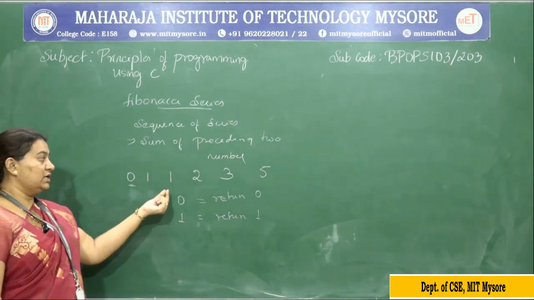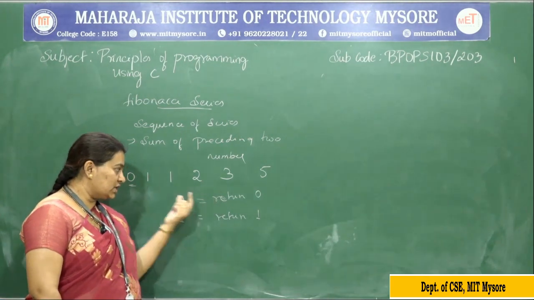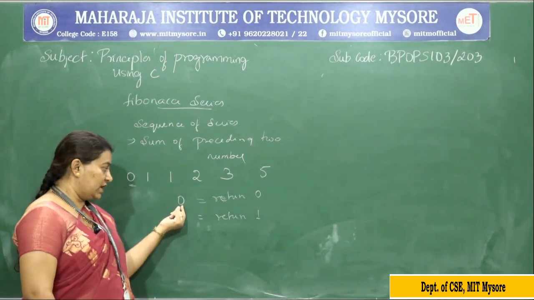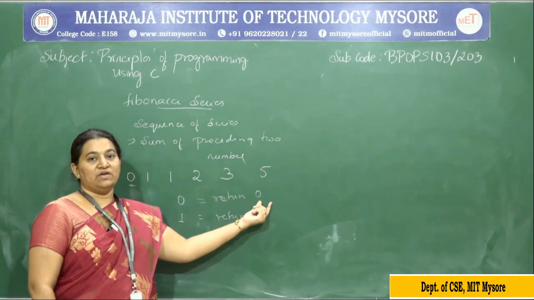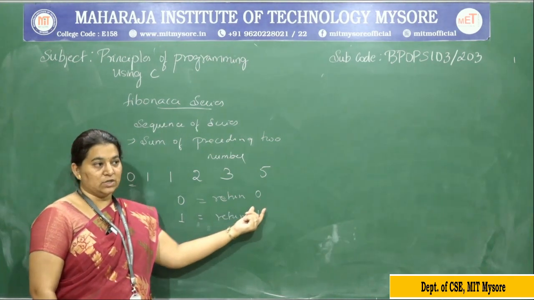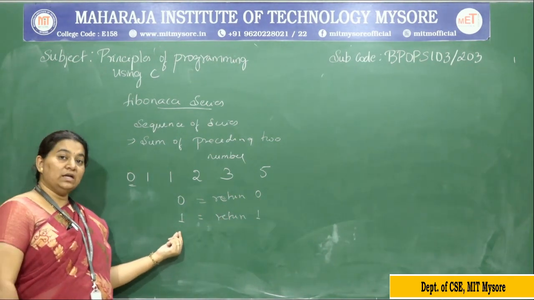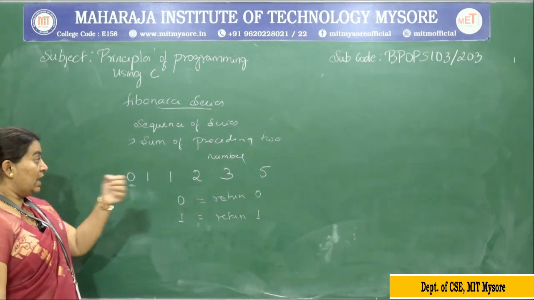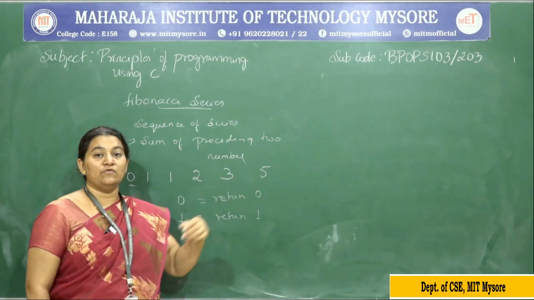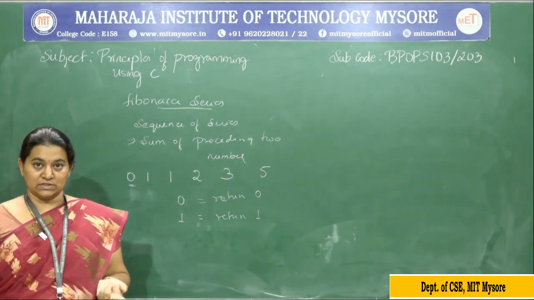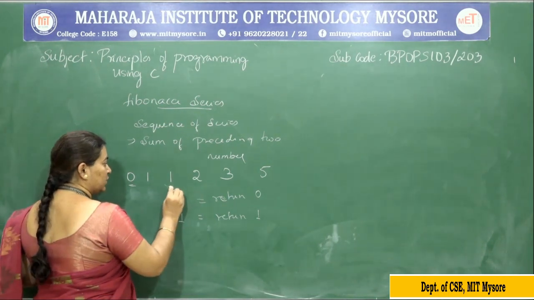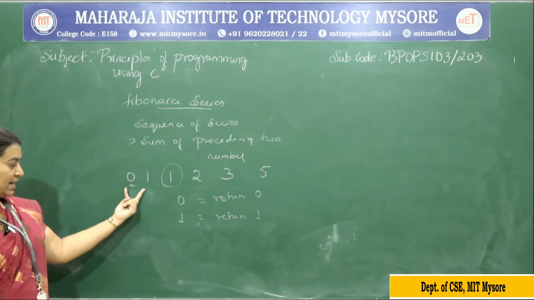So what will happen here? I finished using my two preceding numbers. It depends upon the problem. Whenever it is 0, I am going to return 0. Next, whenever it is 1, I am going to return 1. Next, I have to add the sum of two preceding numbers, right? To get this particular number, I have to add these two.